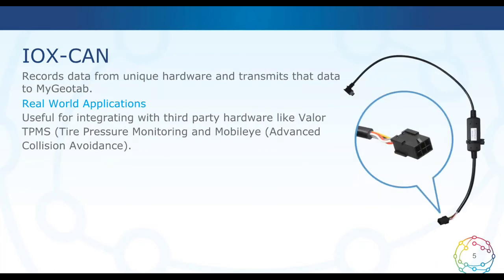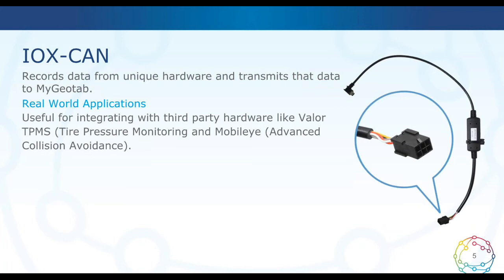Okay, moving on. The IOXCAN that we offer came out about 2 years ago when we were really looking to do some integration with third-party vendors. We really needed a device that could read information like a normal CAN line would. So we added a new CAN line into the Go device that can read through the IOXCAN. It basically is used for transmitting data through the Go device to MyGeotab from any third-party device. It integrates with many IOX add-on offerings like Mobileye, the Advanced Collision Avoidance System, or Valor's tire pressure monitoring system, and a lot of other partners that are available on Geotab Marketplace.